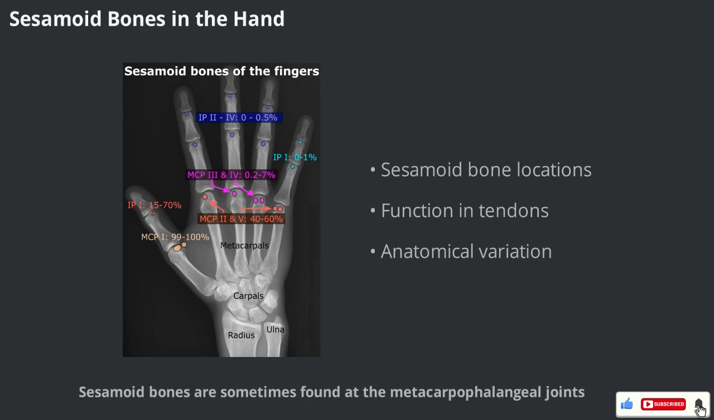Sesamoid bones are sometimes found at the metacarpophalangeal joints, most commonly on the lateral side of the thumb. These small bones develop within tendons and help reduce friction, protect tendons, and increase mechanical efficiency. Occasionally, extra sesamoid bones may be present at other joints, contributing to anatomical variation.